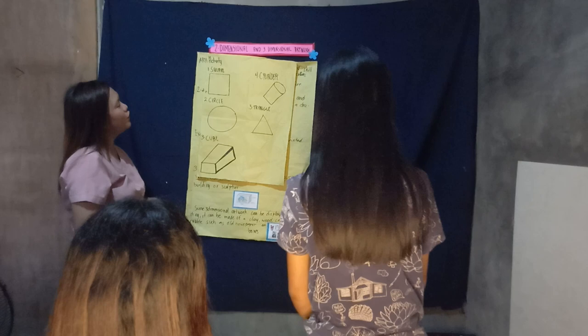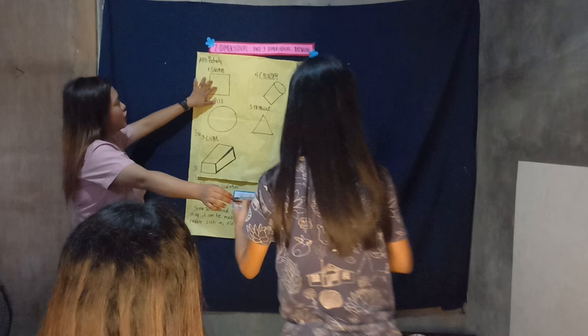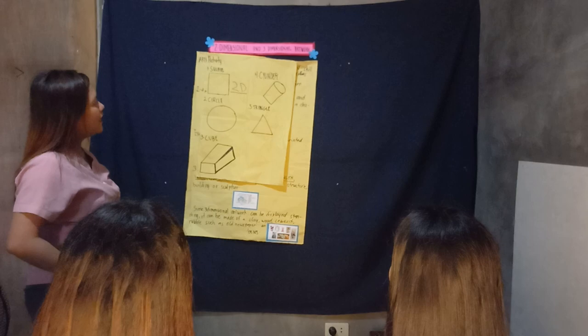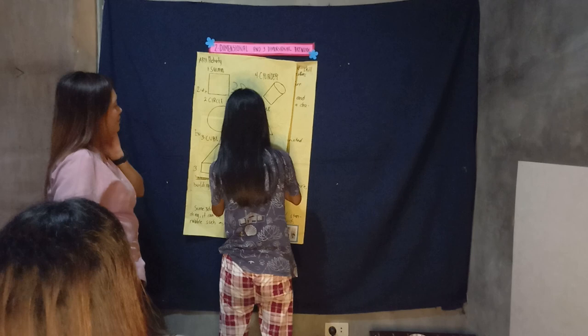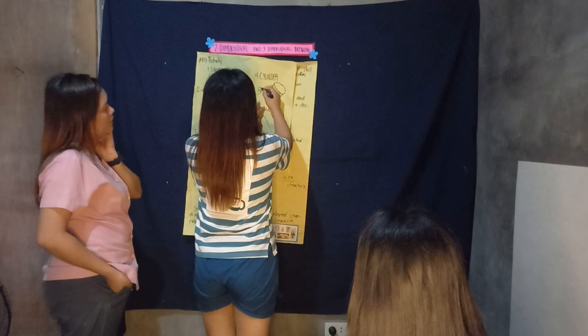Where is the marker, teacher? Where is the marker? Oh, here. Please write here whether it is 2D or 3D. 2D. Number 2. Number 2 is 2D. Yes. Number 3 next. Cube. 3D. Number 4. 3D also. And number 5, 2D.